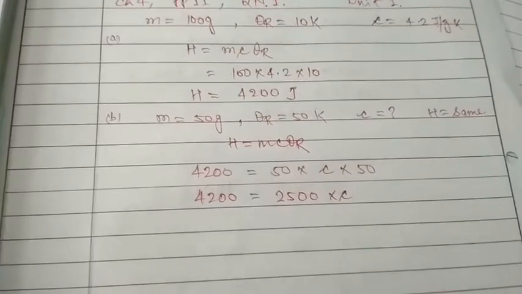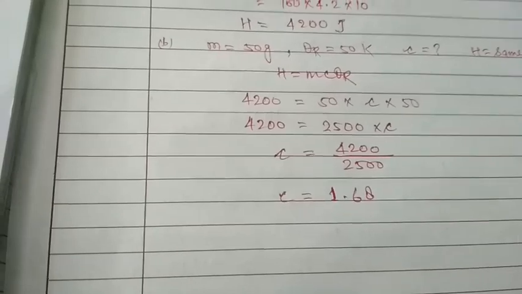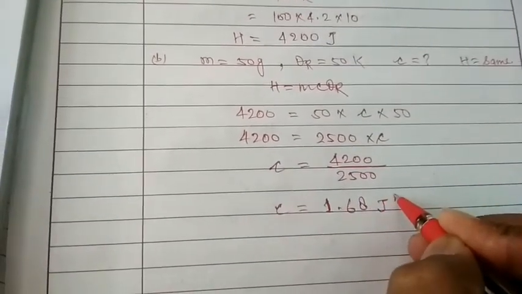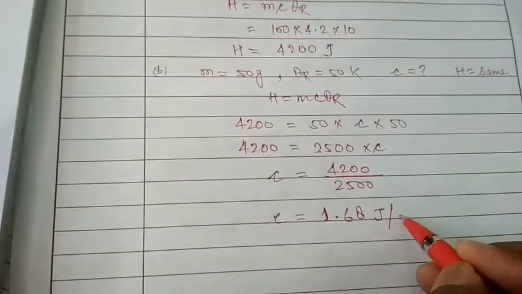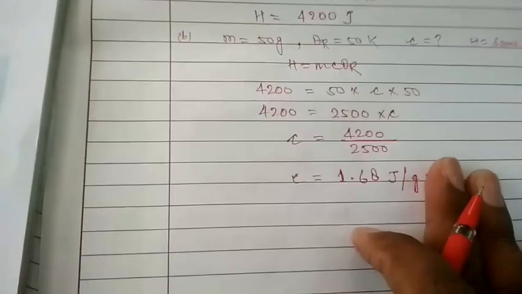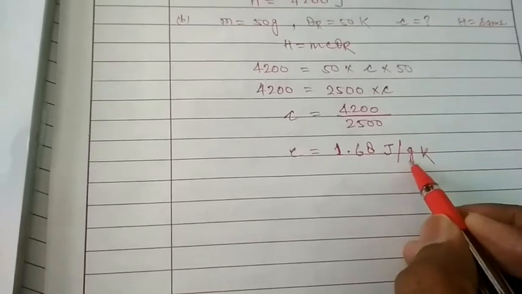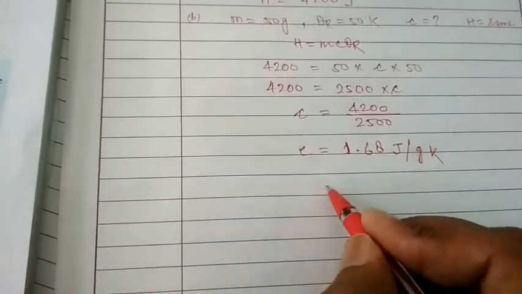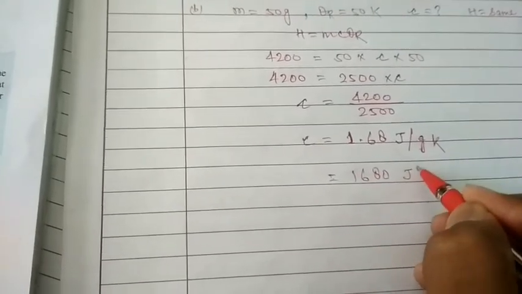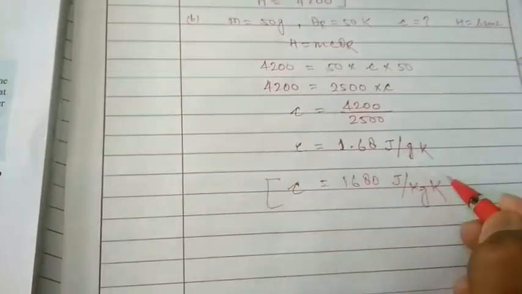Then C is equal to 1.68. Let's write the unit. The energy was in joule, mass was in gram, and the temperature was in Kelvin, so it becomes joule per gram per Kelvin. And if you write it in the SI unit, you have to convert gram to kilogram, multiply with 1000, so it will be 1680 joule per kilogram per Kelvin, the specific heat capacity of the liquid.